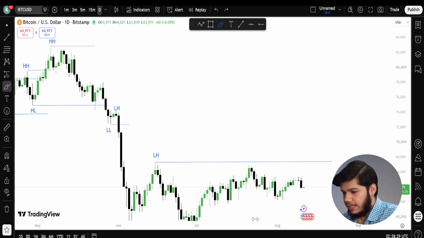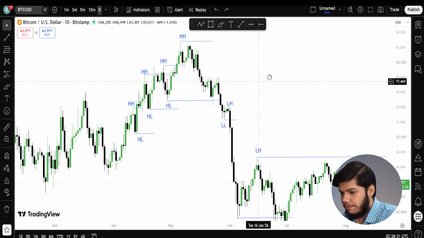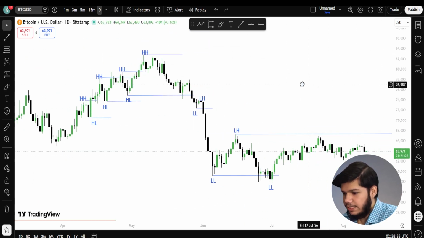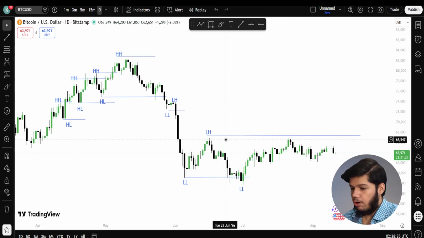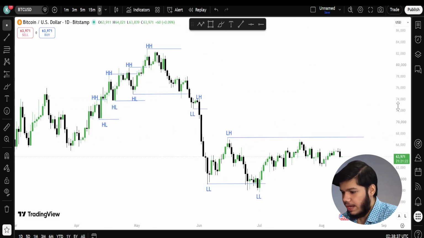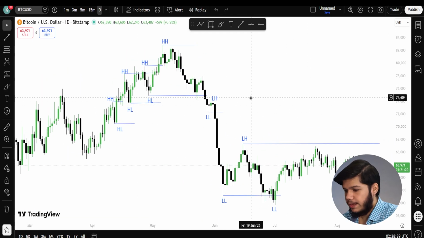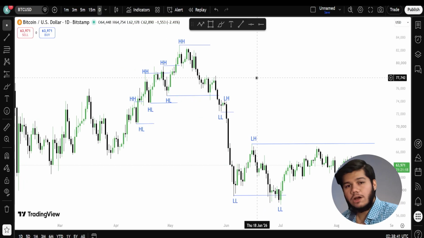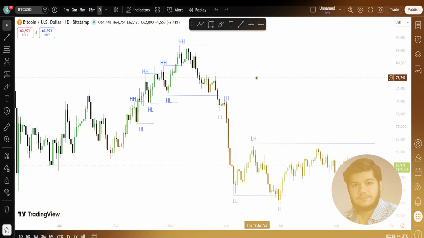So this was a very easy example of how trend works on price action. I've shown you a live example by marking the trend, and showed you all the examples. So now let's talk about the indicators. All right.